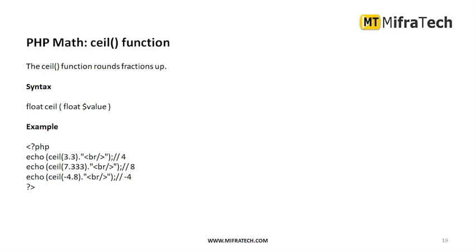PHP math ceil function. The ceil function rounds a fraction up. When we give 3.8 or 3 point something, we can see an example here. Echo ceil 3.3, it will display as 4, and when we give 7.333, it will be displayed as 8. When we give ceil of minus 4.8, it will display as minus 4. The ceil function rounds the value up.